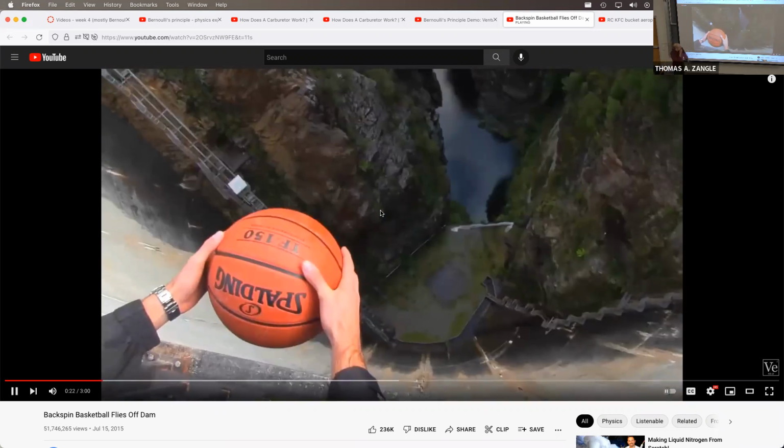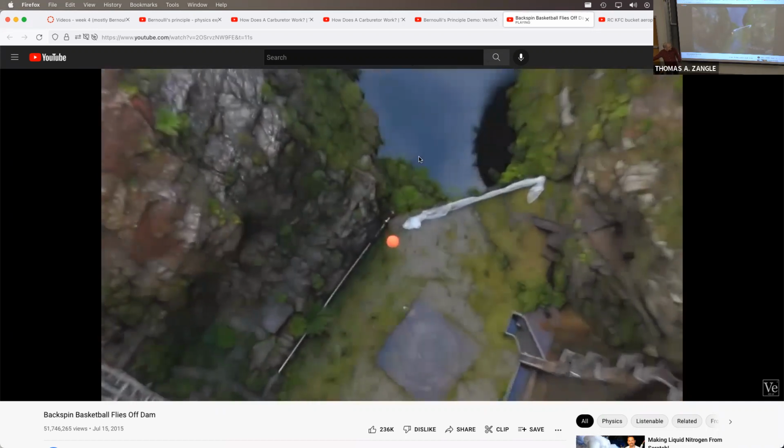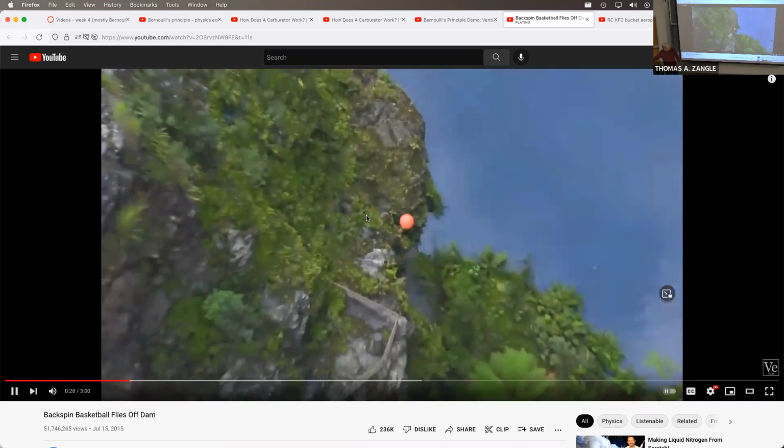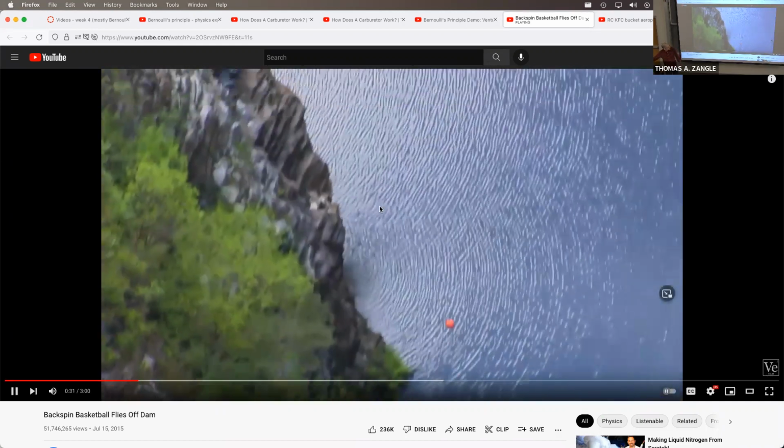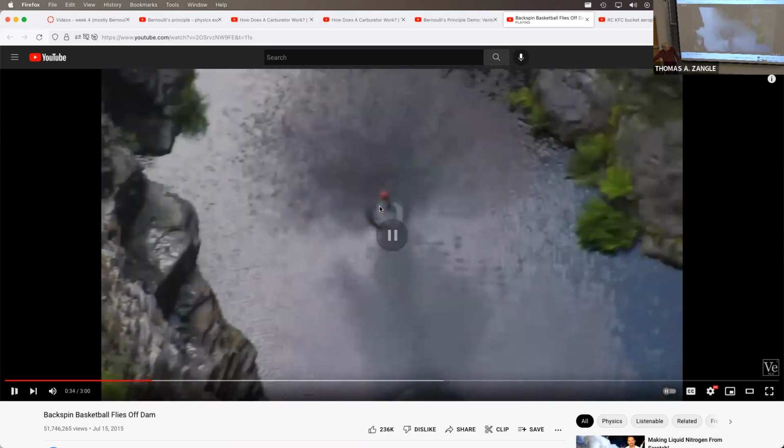Now watch what happens when they drop another basketball, this time with a bit of backspin. Whoa, look at that. The basketball, when it's dropped with a bit of spin, actually curves out. There are a couple different ways of understanding this, but one way involves Bernoulli.